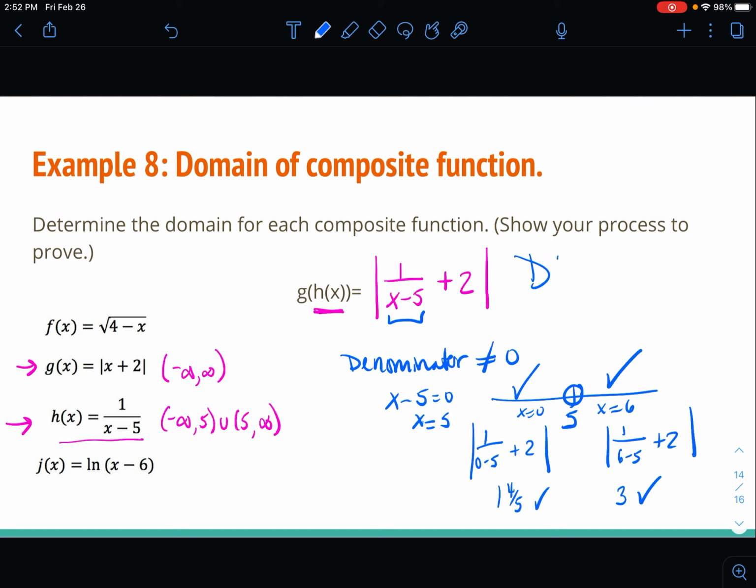So the overall domain for this one is actually going to be exactly the same as h of x. So sometimes that will happen. And that's your final domain of the composed function.